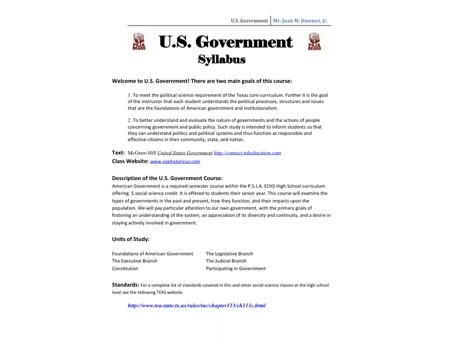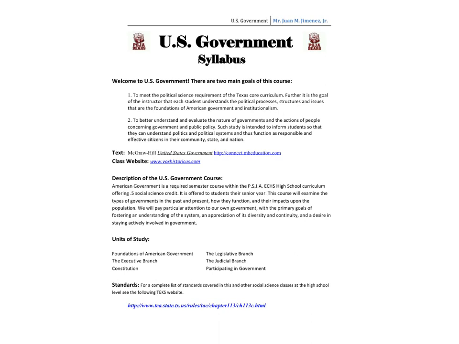Number two, to better understand and evaluate the nature of governments and the actions of people concerning government and public policy. Such studies are intended to inform students so that they can understand politics and political systems and thus function as responsible and effective citizens in their community, state, and nation.